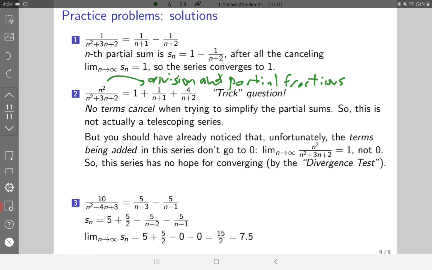This is like a telescope that just keeps expanding and expanding forever. There's no collapsing and canceling of terms like we were seeing in the other examples. So this is kind of a quote-unquote trick question, but not too much, because I was actually hoping you would look at this expression here and see that the limit of those terms is 1, not 0. So I didn't even need to bother with any of that algebra. You could have just said, these terms are not going to 0. There is no hope for them to add up to something finite. That's what the divergence test tells us.